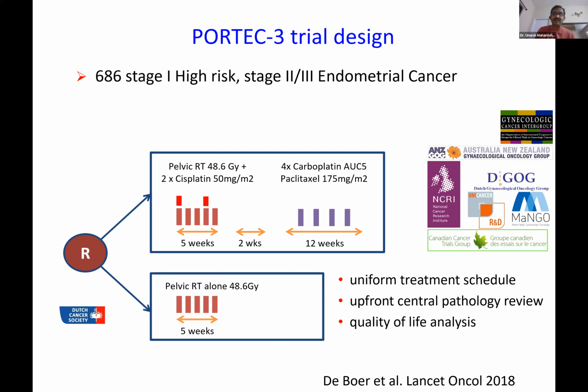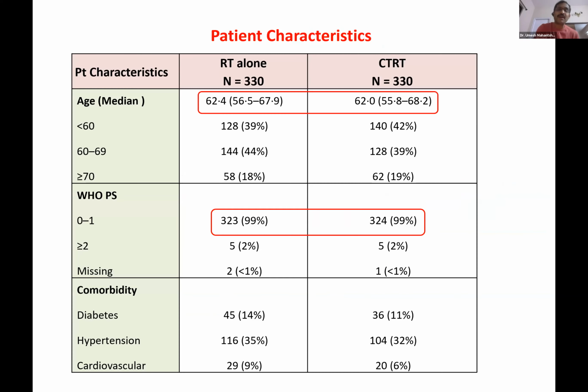This was a multicentric international trial. More than 103 centers participated in this study. The study randomized roughly 660 patients into pelvic radiotherapy alone and chemoradiation followed by adjuvant chemo.